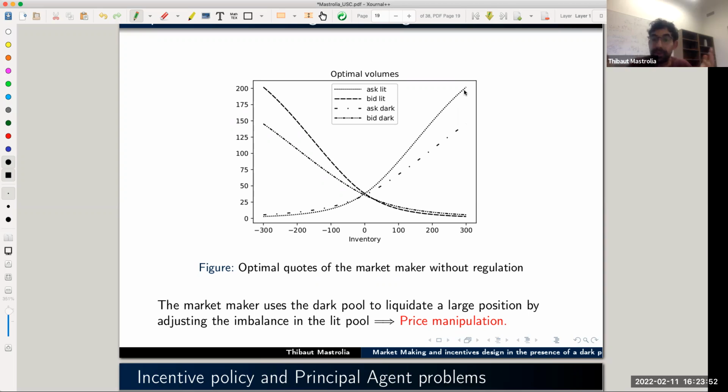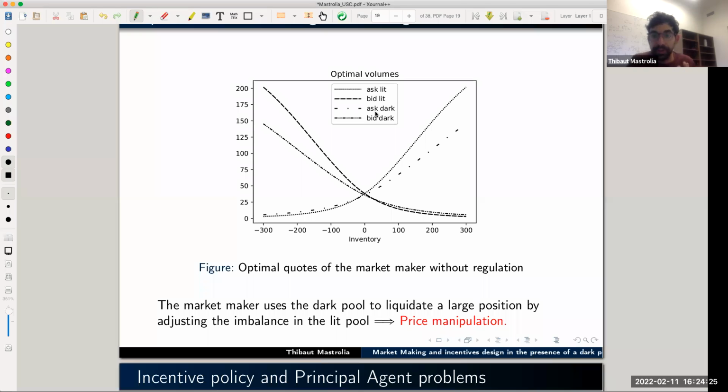So what the market maker is doing is a kind of manipulation of the price, because he uses the lit pool to liquidate a large order. So he sent a big order in the lit pool and also a big order in the dark pool, and he will benefit from the market impact in the dark pool in this case. And worse than that, you see that in zero, he or she deals exactly the same quantity on both the ask side or the bid side on the lit or the dark pool. So this is something which is not expected.